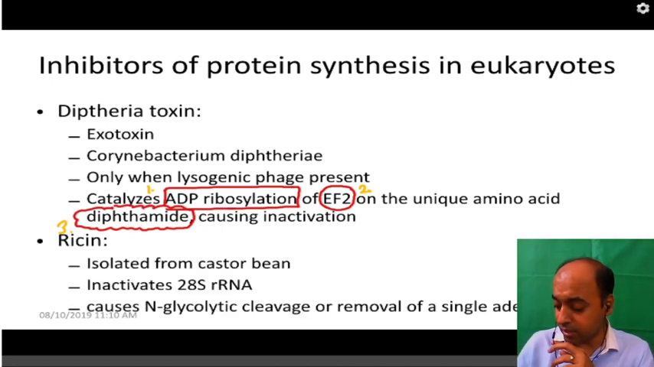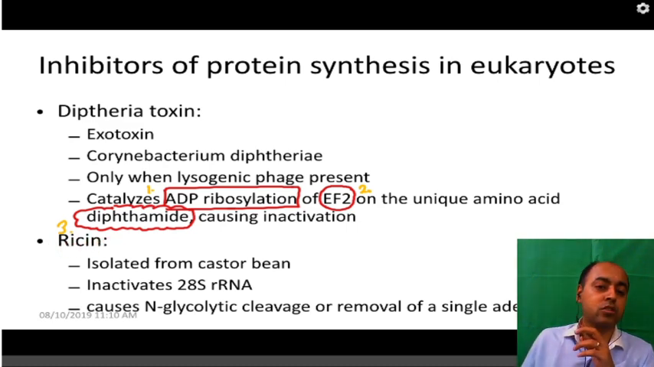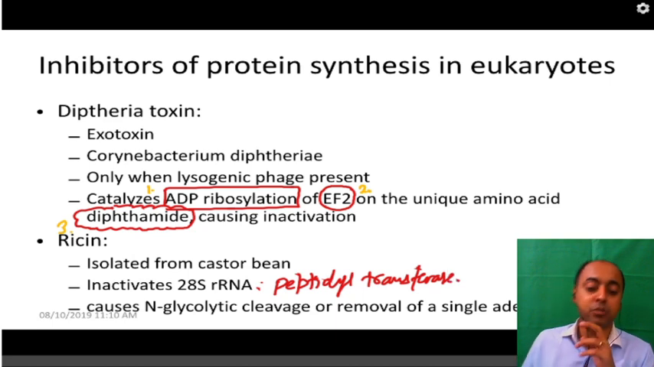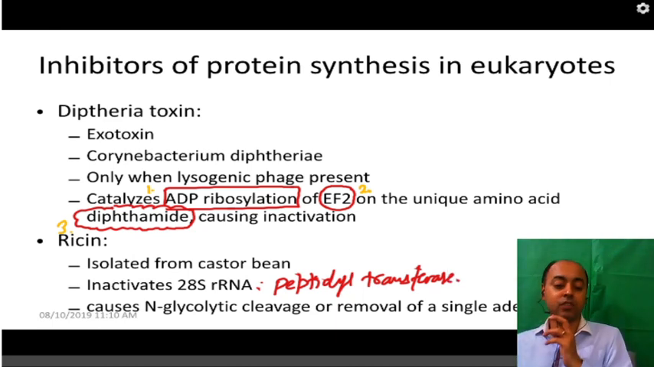Second, we have ricin. Ricin is probably one of the most toxic substances known to mankind. Isolated from castor beans, surprisingly. It inactivates the 28S ribosomal RNA. Sometimes in the question, rather than 28S ribosomal RNA, the examiner can write peptidyl transferase. I'm sure you remember in eukaryotes, the 28S ribosomal RNA is actually the peptidyl transferase.